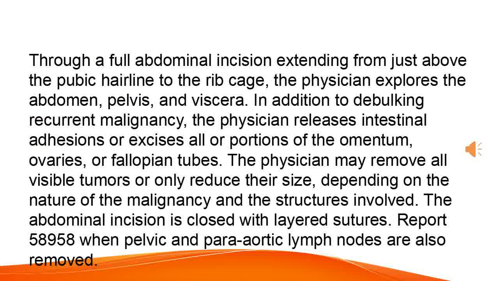Through a full abdominal incision extending from just above the pubic hairline to the rib cage, the physician explores the abdomen, pelvis, and viscera. In addition to debulking recurrent malignancy, the physician releases intestinal adhesions or excises all or portions of the omentum, ovaries, or fallopian tubes. The physician may remove all visible tumors or only reduce their size, depending on the nature of the malignancy and the structures involved. The abdominal incision is closed with layered sutures.